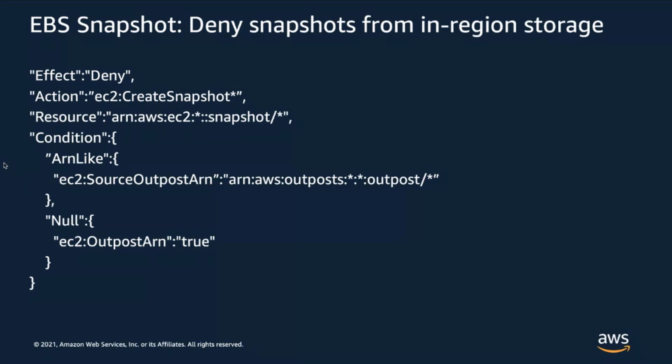Now there are two condition keys here. The first condition key asks: is the source of this snapshot, the EBS volume, on an Outpost or not? The second condition is basically a null check, meaning if this condition key is not present, and that EC2 Outpost ARN is only present if the destination is an Outpost. So if it's not present, then that means it's going to the region, and we want to deny that. So if both of these conditions are true, it's on an Outpost and it's going to a region, we want to deny. And that's what this policy does.